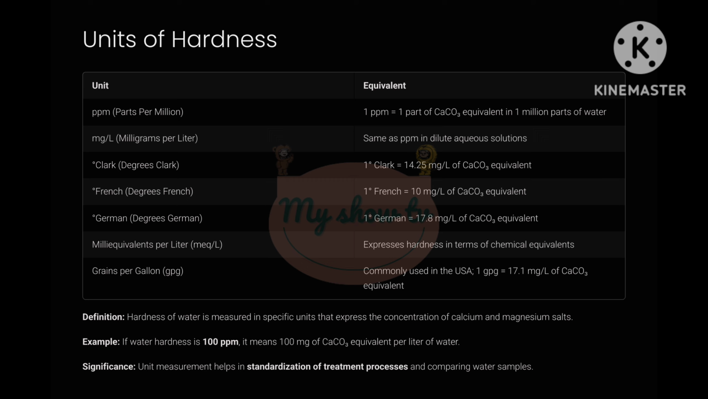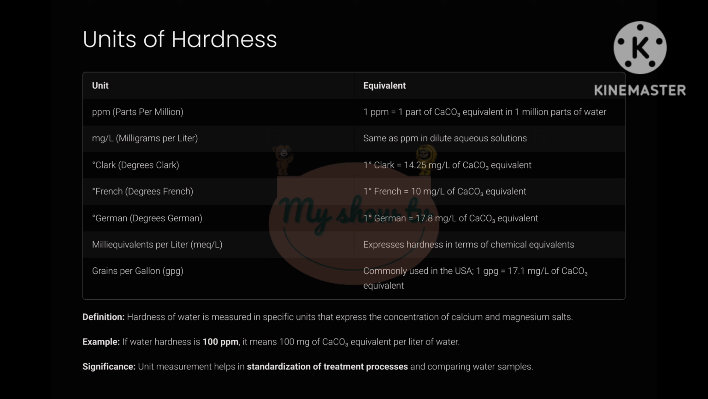Slide 4. Units of hardness. Now, we will learn about the units used to measure water hardness. Hardness is measured to express the amount of calcium and magnesium salts present. There are several units. 1. ppm, parts per million. 1 ppm equals 1 part of CaCO₃ equivalent in 1 million parts of water. This is the most common unit used in laboratories. 2. Milligrams per liter. Practically, 1 ppm equals 1 milligram per liter in dilute solutions.